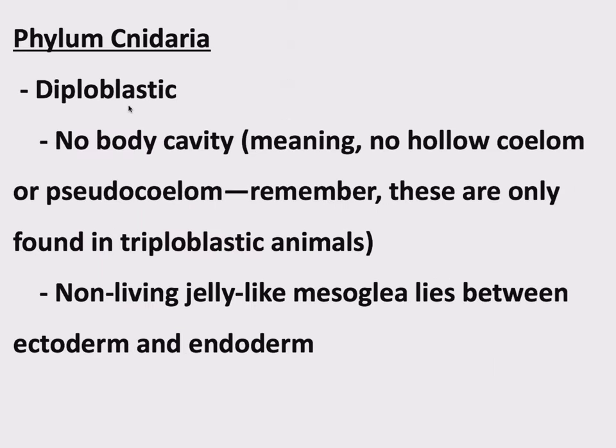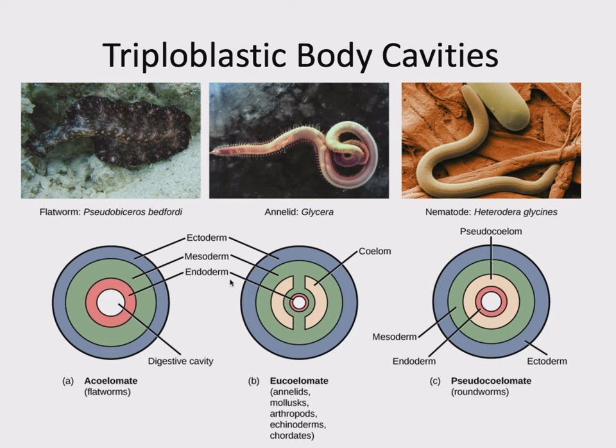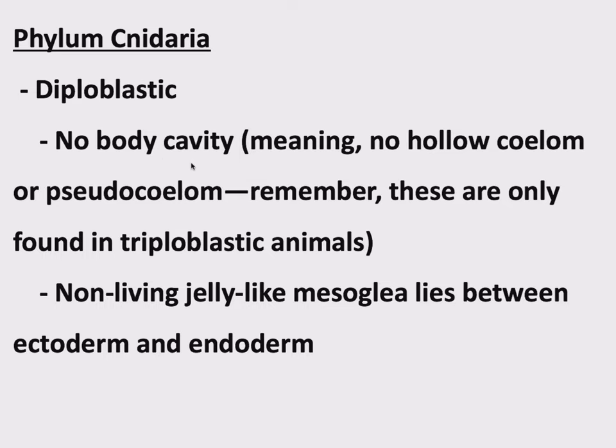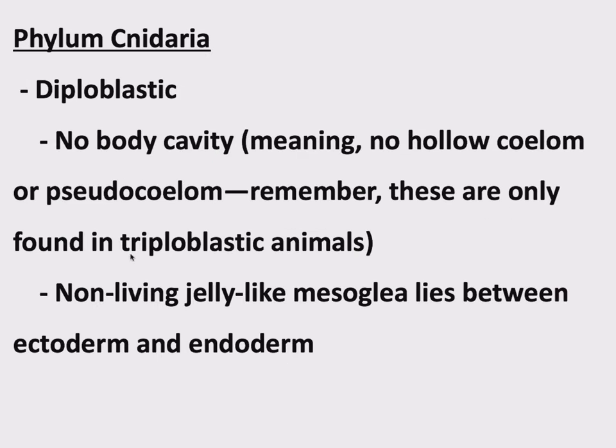So what can we say about cnidarians? Well, these are examples of what we defined in the last intro to animals chapter, diploblastic. That means you have an ectoderm, an endoderm, and then a non-living layer in the middle. So that means they are neither of these. Remember the coelomate, pseudocoelomate and acoelomate? These were subcategories of triploblastic animals. So they're diploblastic, and they don't have a body cavity. They're not acoelomates because that only applies to having three layers and no additional body cavity. These are only found in triploblastic animals. The non-living layer between the endoderm and the ectoderm is a jelly-like mesoglea, where the jellyfish or sea jellies get their name.